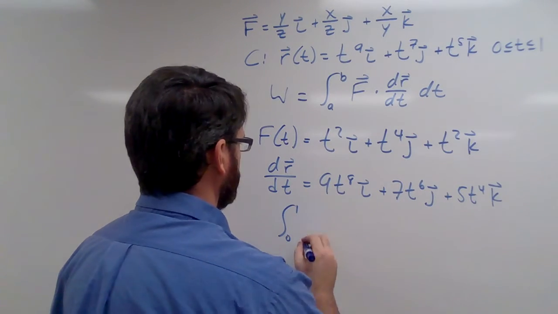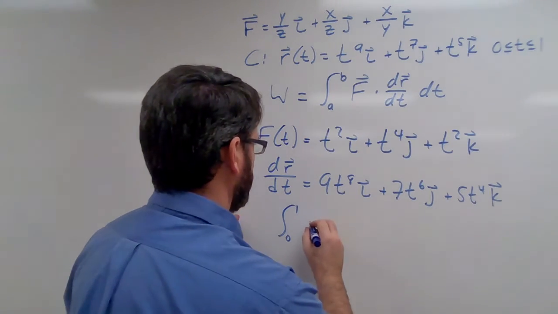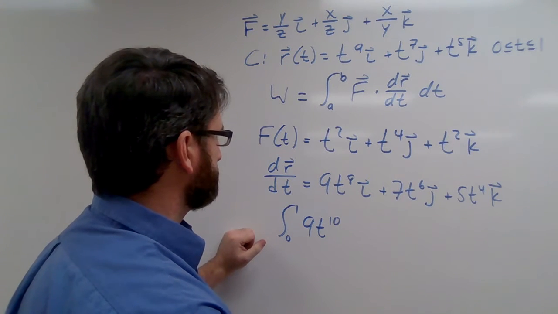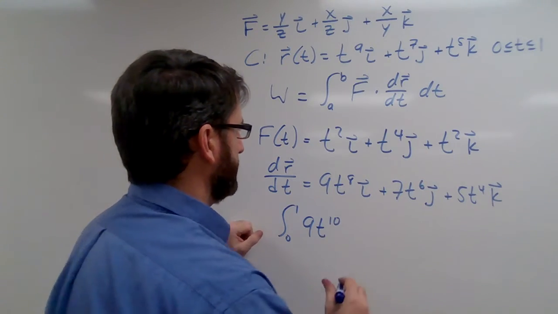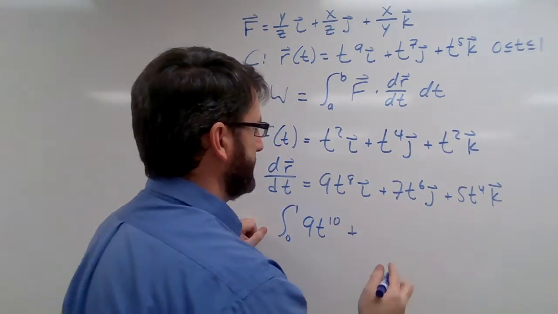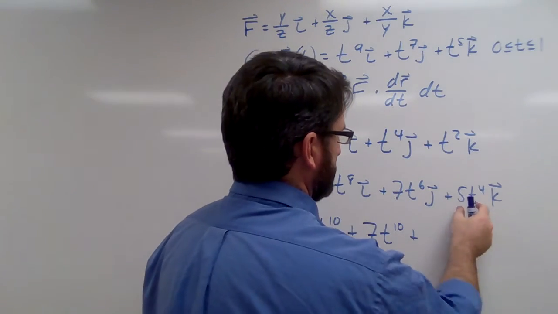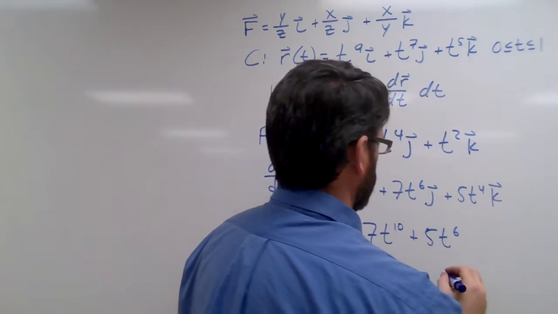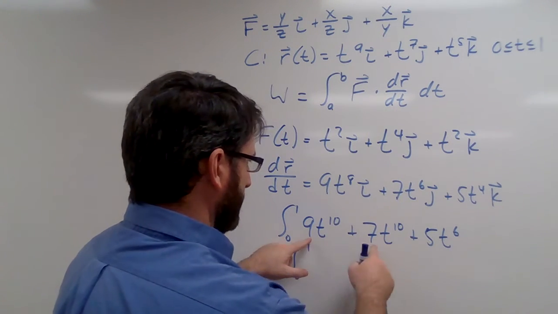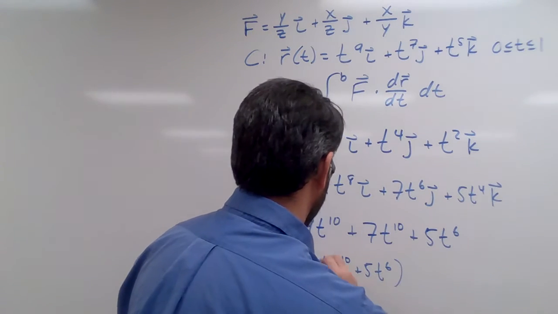So this is going to be the integral from 0 to 1 of the dot product of this. So t squared times 9t to the 8th is going to be 9t to the 10th. And then t to the 4th times 7t to the 6th is going to be 7t to the 10th. And then t squared times 5t to the 4th is going to be 5t to the 6th. So this is going to be the integral from 0 to 1. We can combine those into 16t to the 10th plus 5t to the 6th dt.